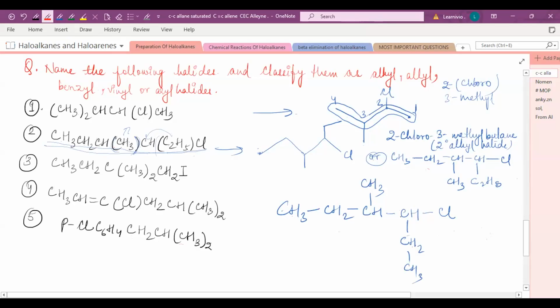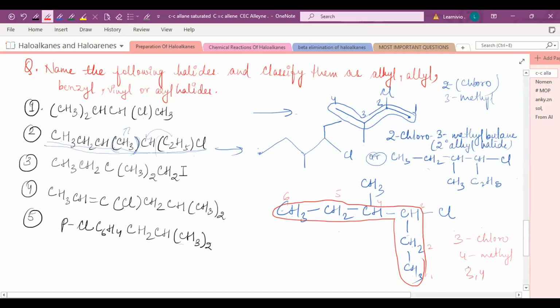Now let's find the parent chain first. So 1, 2, 3, 4, 5, 6. This is the longest chain, the 6 carbon chain. Clear? Yes, ma'am. Now see, if we start the numbering from this side, 1, 2, 3, 4, 5, 6, where does the substitution come? On the third carbon there is chlorine, chloro, and on the fourth position there is a methyl group, right?